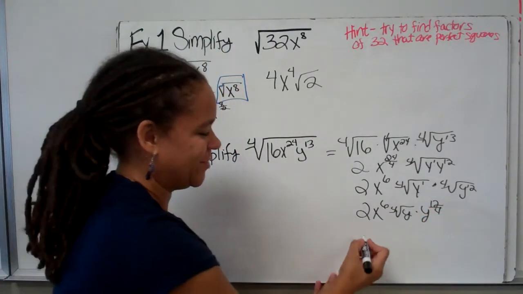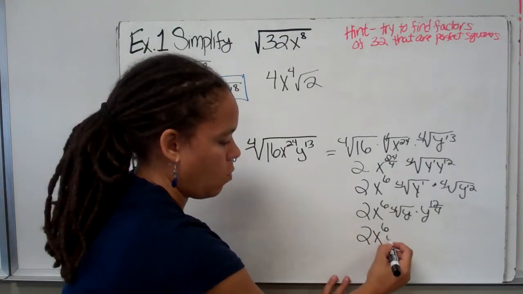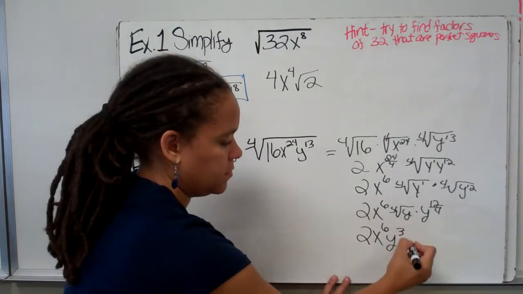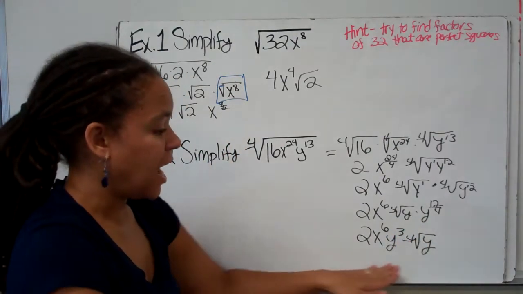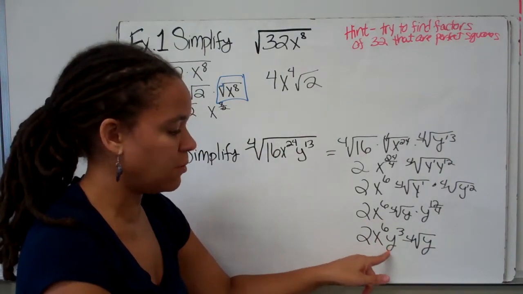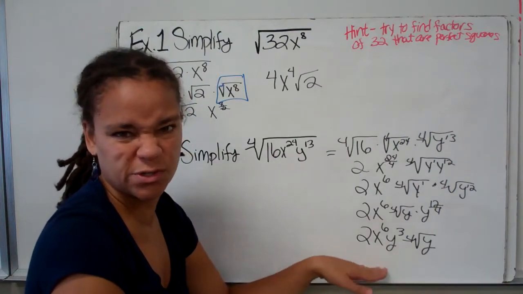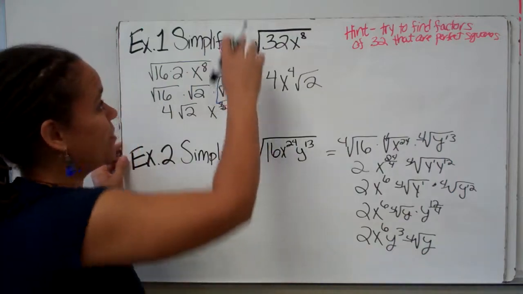So final answer, 2x to the 6th y cubed times the 4th root of y. And you'll traditionally see all of the coefficients, variables, everything before the radical. Usually you see the radical written at the end. All right, let's see what else we can do.